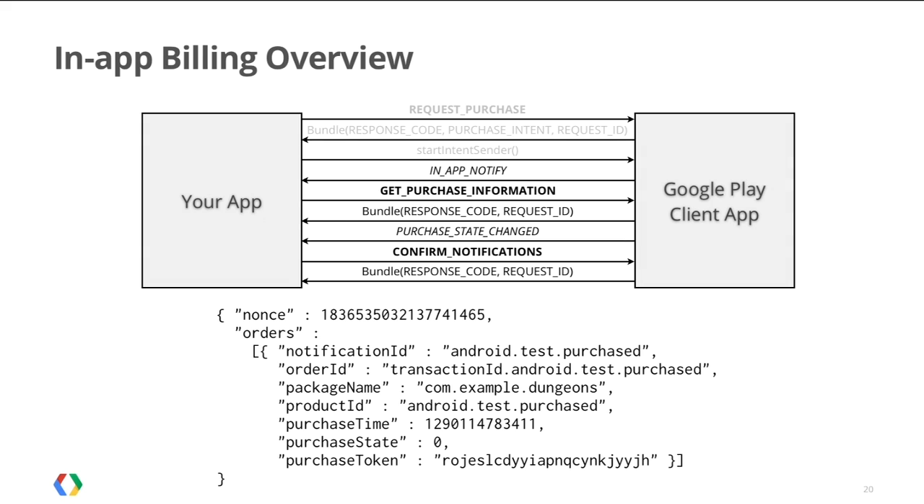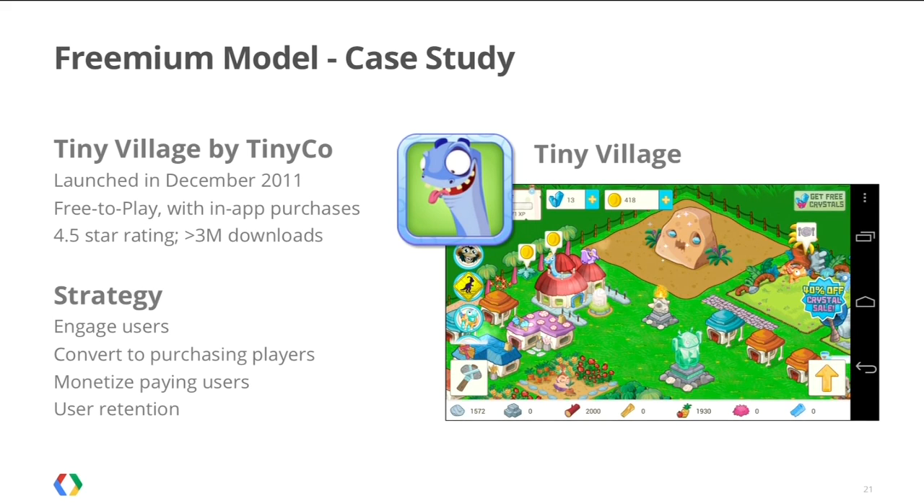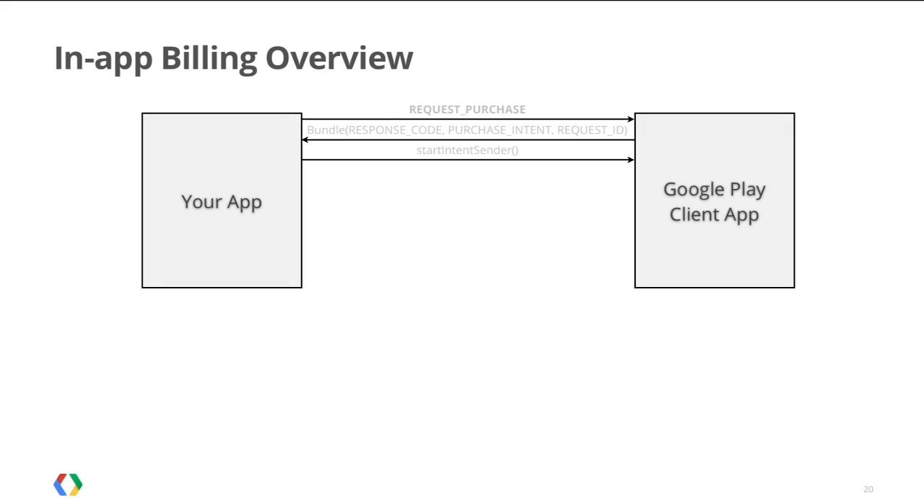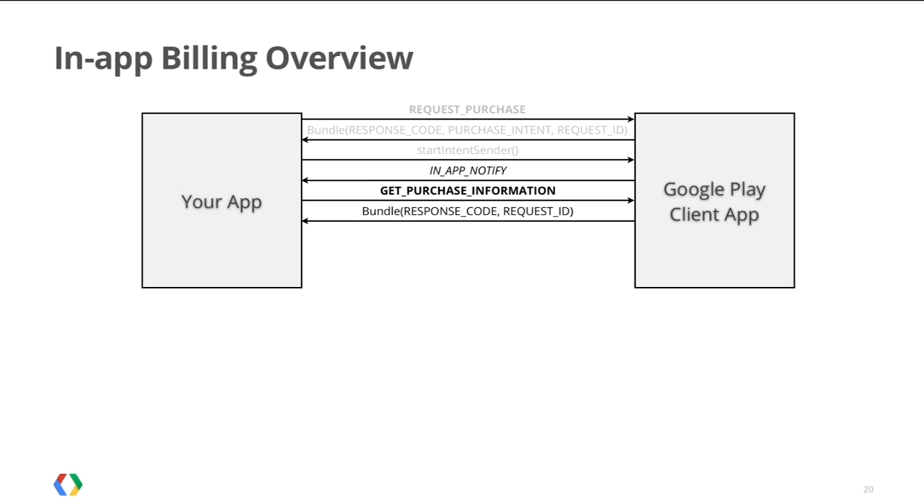Now you also have to confirm those notifications once you get that. If you don't confirm, the Google Play server will continue to send you these broadcast intents, the in-app notify. So once you've processed the transaction and, let's say, made it available to the user, you want to make sure that you respond to that notification so that the server knows that transaction has been completed. All right. So that's kind of how the flow works.